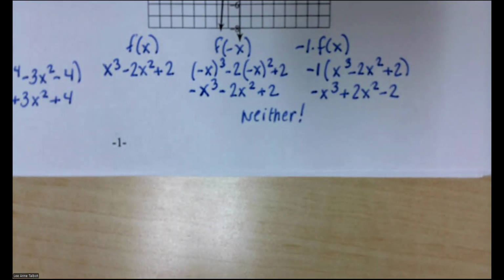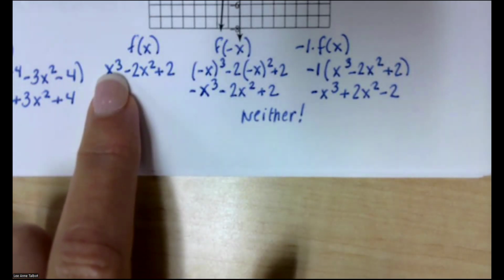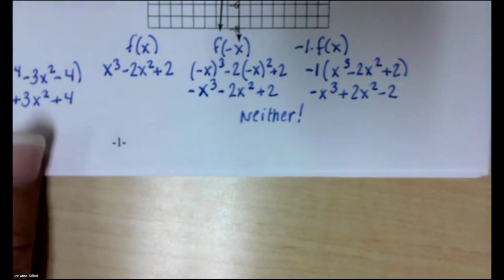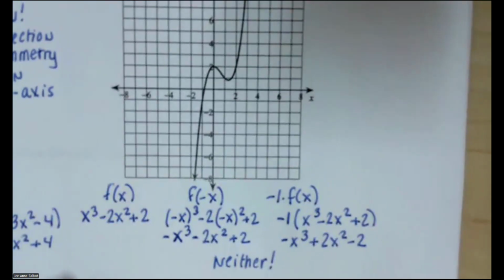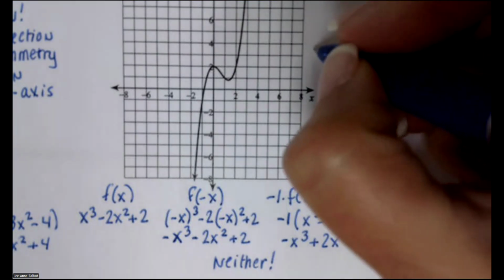Okay, now I thought it might be odd. The reason I thought it might be odd is because the biggest exponent was an odd number. However, to be odd, it needs to have 180-degree rotation symmetry about the origin. What's the problem with this one? It's not going through the origin.